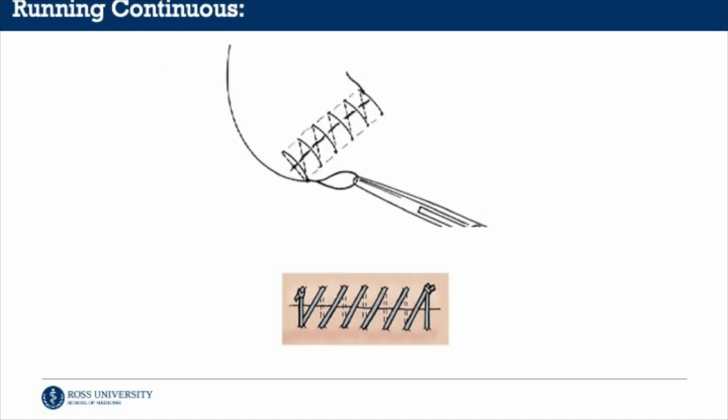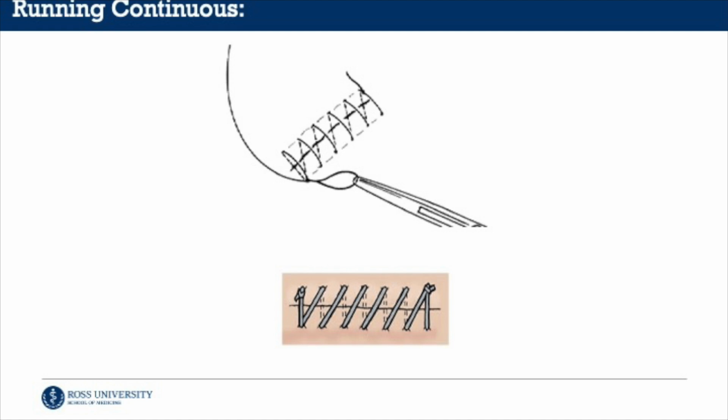Now let's talk about the running continuous. This is a type of suturing which can be used for longer wounds that need to be closed quickly. You could use this in a pediatric patient as well as a patient who won't sit still. But this type of suturing is used less commonly as staples are very effective at closing long wounds quickly.